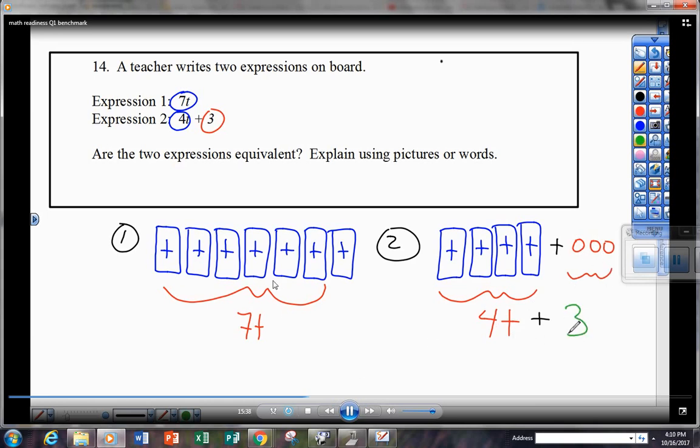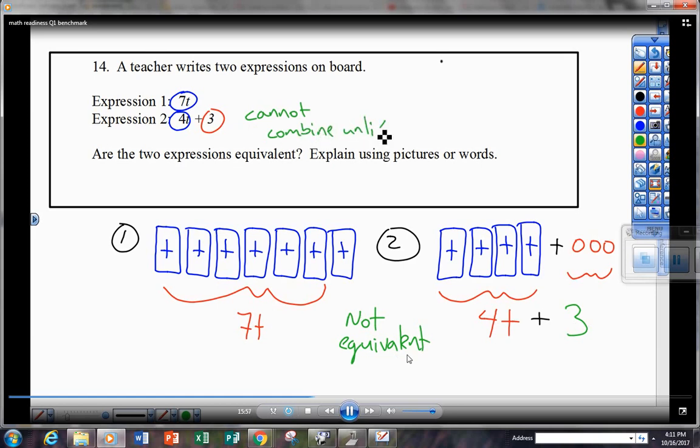And you can see this diagram shows you there is no way they're the same. If I was to plug in 10 for t, this would be 70. 7 times 10 is 70. If I was to plug in 10 right here, I would get 40 plus 3 is 43. That is not the same number.